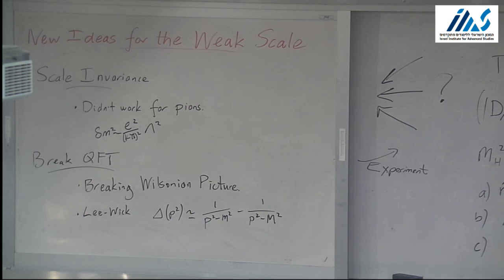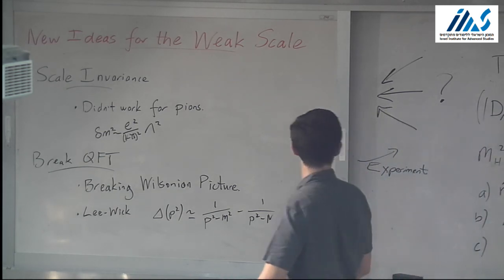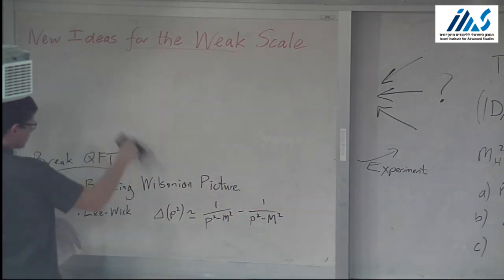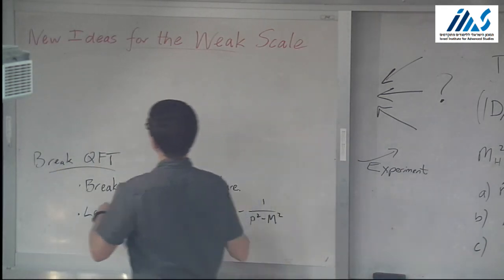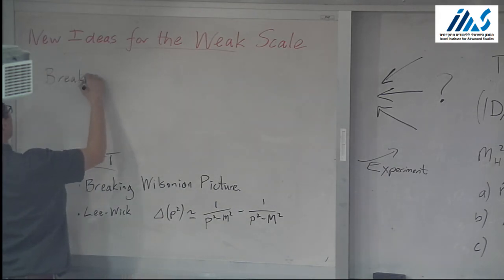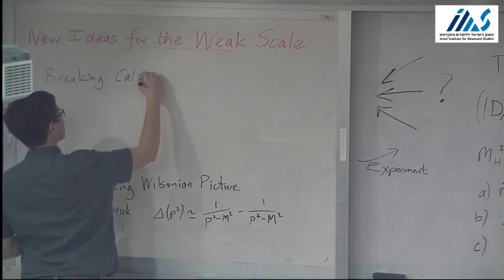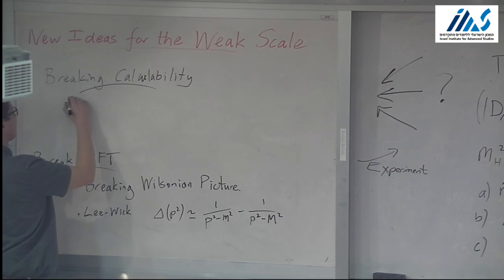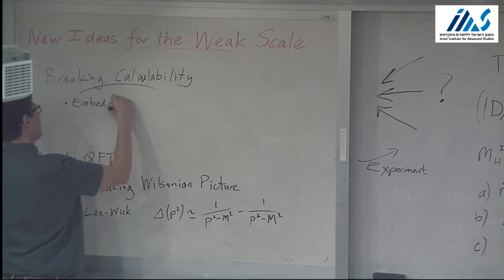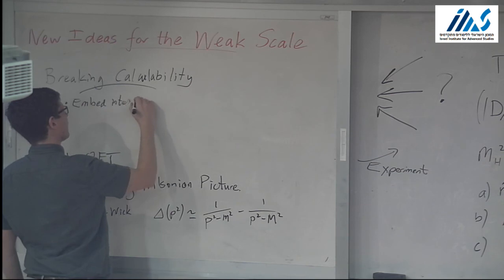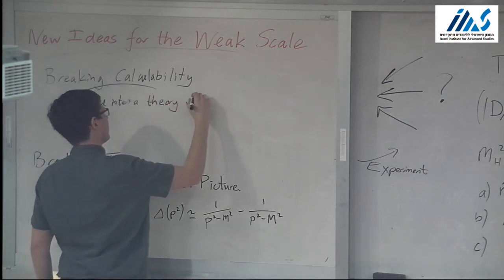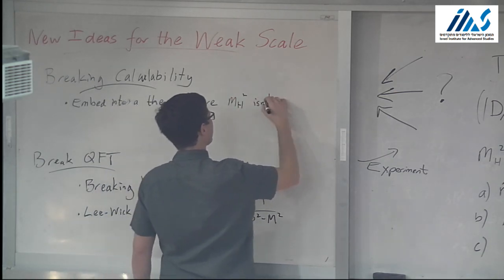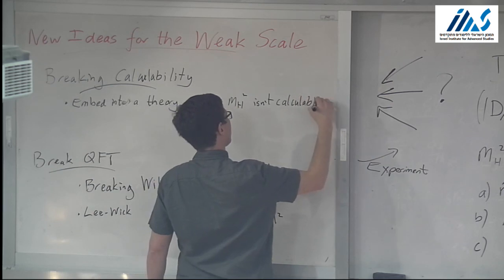Okay. And the other one is breaking calculability, which alludes to what Nima was saying about point C. This is going to put a bit of flesh on it, but we've already discussed it, so I don't need to discuss it long. It's if you embed into a theory that isn't calculable, or in some sense unique.